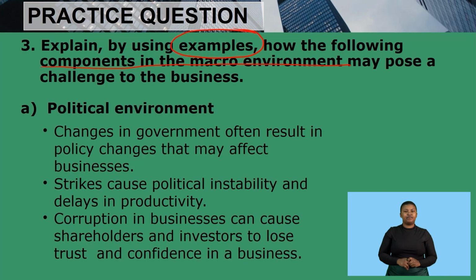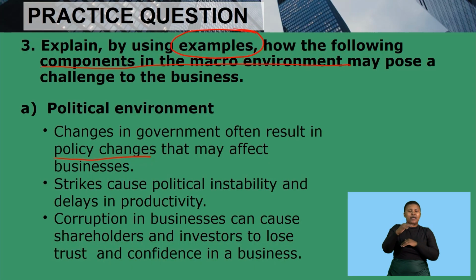So here's our discussion. Any changes made in government often result in policy changes, and this may affect our business. So we have just taken the example of governmental policy, and we have explained how it can pose a challenge to the business. The second example, of course, is political instability or strikes. So we have now discussed and said strikes cause political instability and delays in productivity.